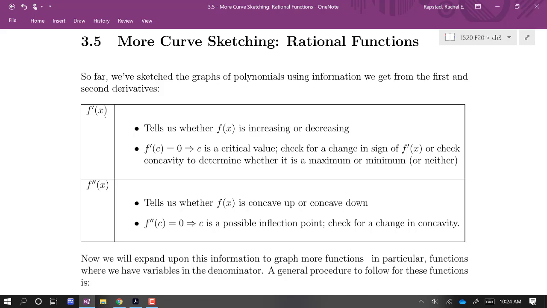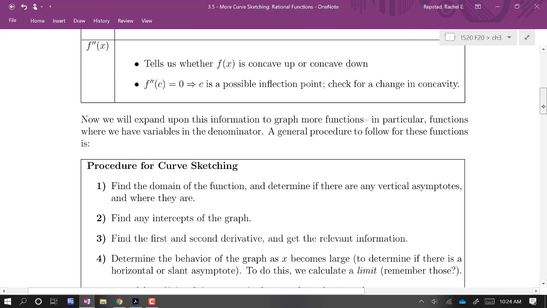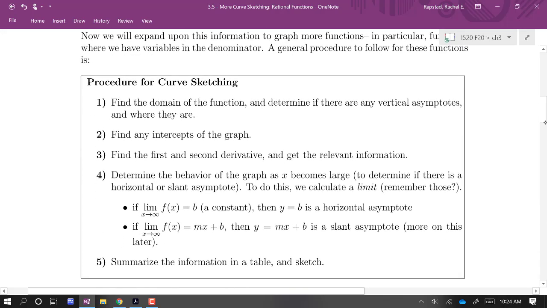concave down. And the places where the second derivative is 0 are possible inflection points. We have to check the sign chart for the second derivative for a change in concavity, to see if we have an actual inflection point. All this information we're still going to use. This still holds. We're just going to expand on it.